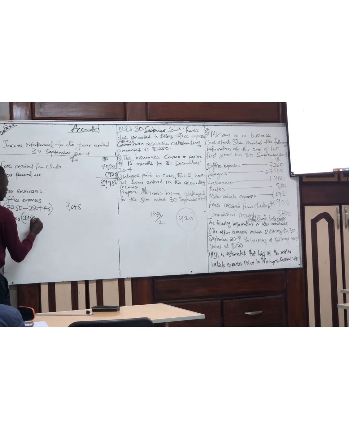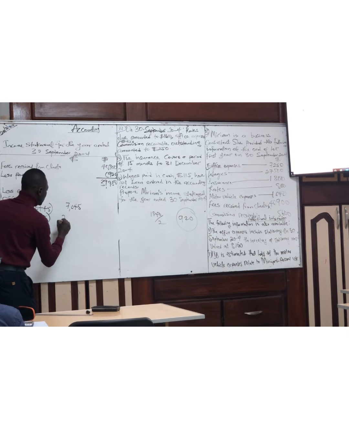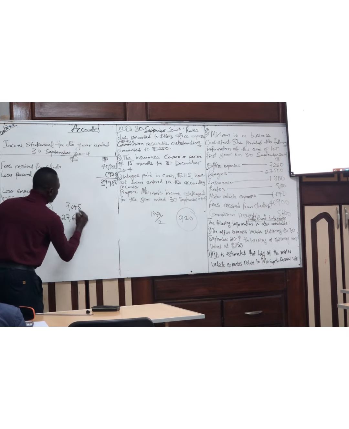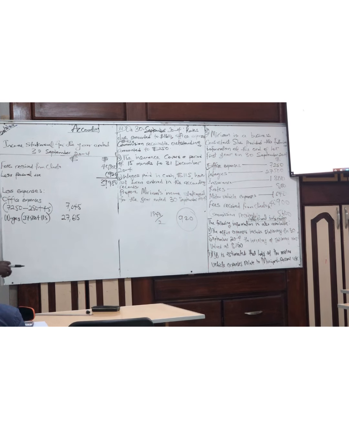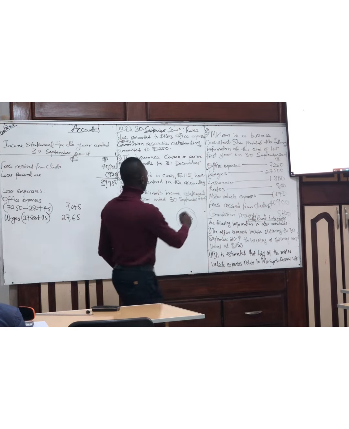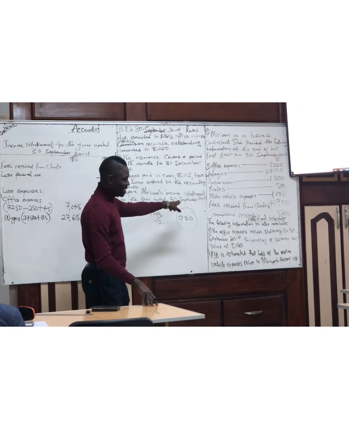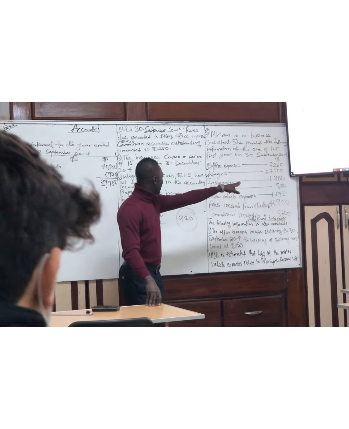27,500 plus 115. What does that give you? 27,615. Are you with me? Yes. Great, we move on. Then we have insurance. Are you with me? Insurance is 1,800.